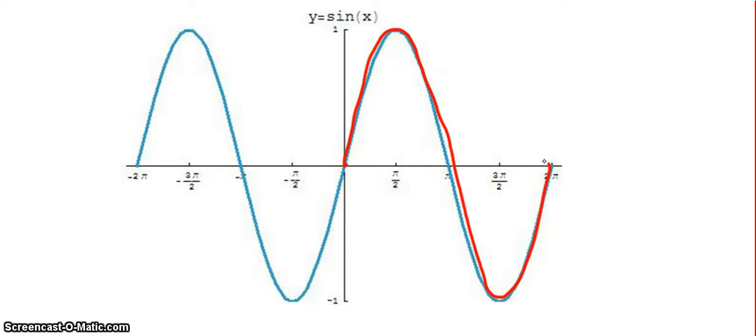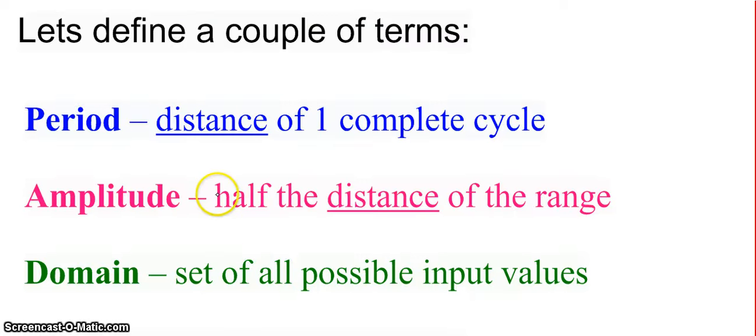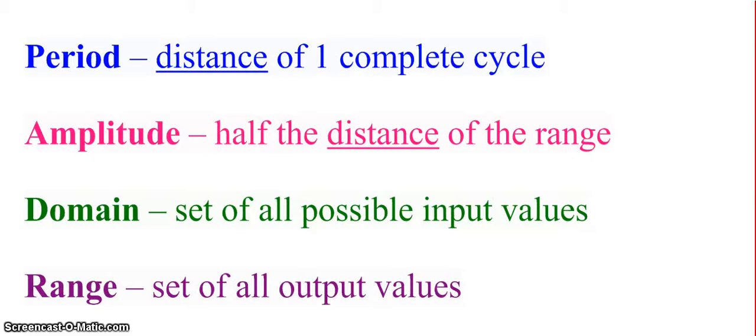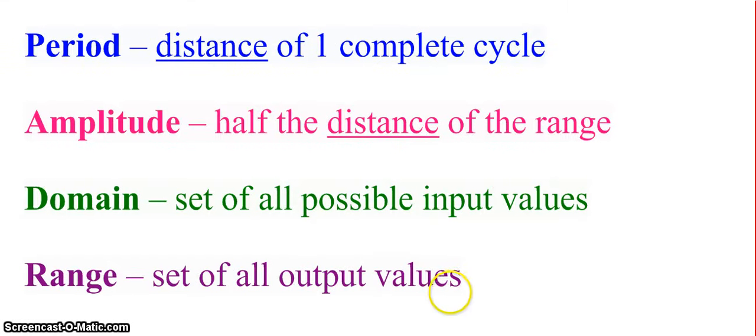For the sine curve, that also happens to coincide with one time around the unit circle. That is not true for every trig function, but this is one complete cycle because if I went further around the unit circle, this pattern would start to repeat. That's what we mean by one complete cycle. Amplitude is half the distance of the range. So we need to make sure we understand range. Range is the set of all output values. So the amplitude is half the distance of the range.